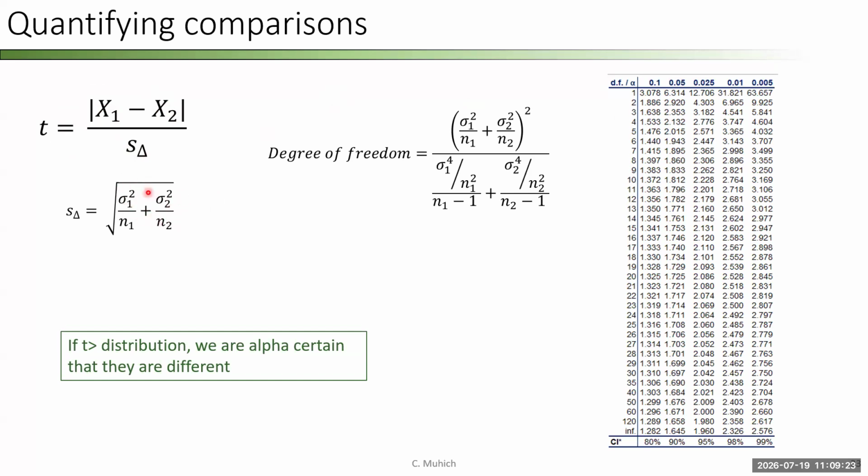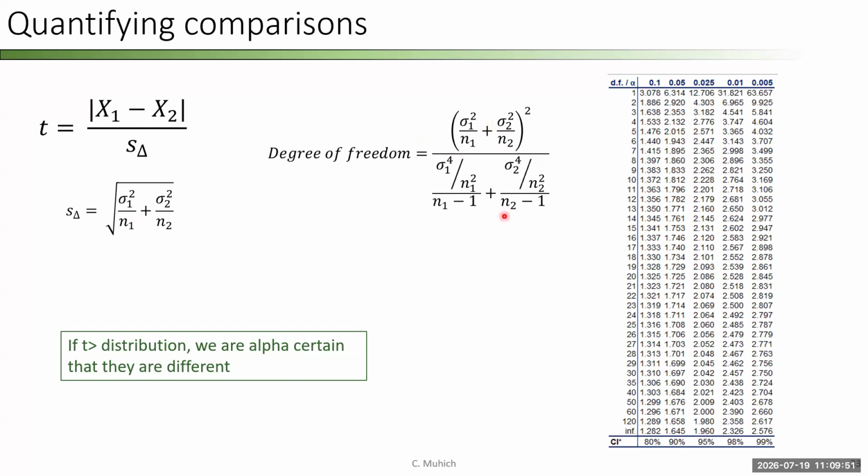The narrower the distribution is, and so the smaller the standard deviations are, causes S delta to decrease. That also causes t to go up. So the narrower the distribution is, the more certain you are in each sample, and the greater the differences between the samples, the higher the t is. Higher t, more certain they're different.